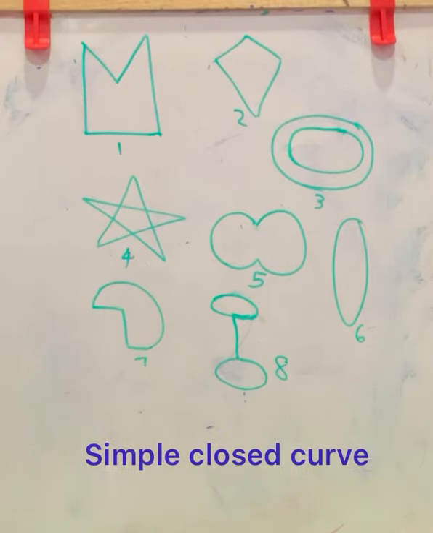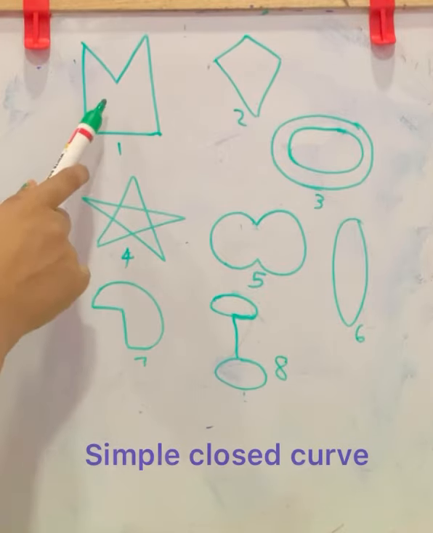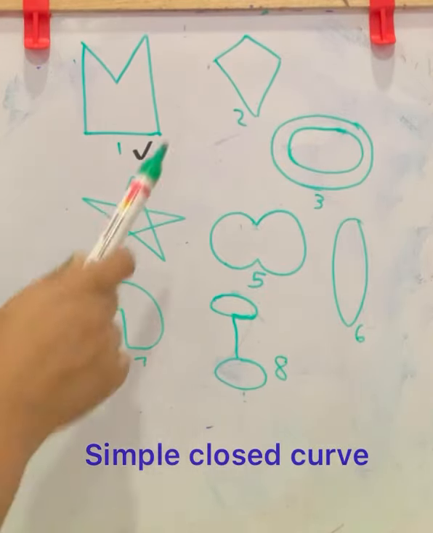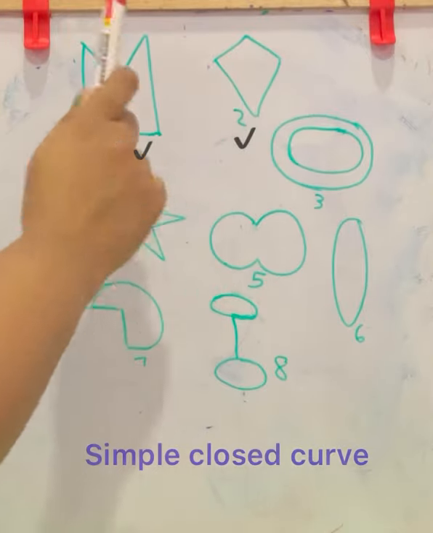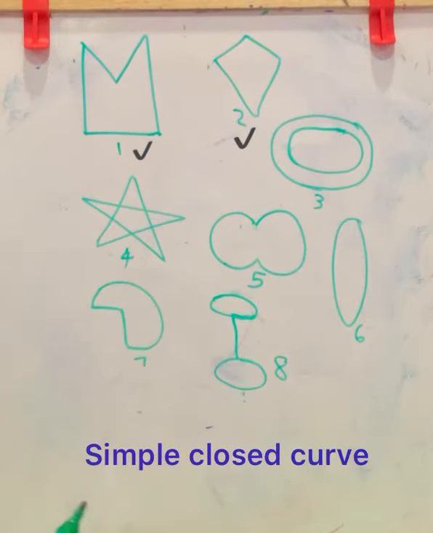Next is simple closed curve. Here, this is a simple closed curve. This is also a simple closed curve. This is not a simple closed curve. This is not a simple curve too. This is not a simple closed curve. Here this is a simple closed curve. This is also a simple closed curve. This is also a simple closed curve. This is not a simple closed curve.